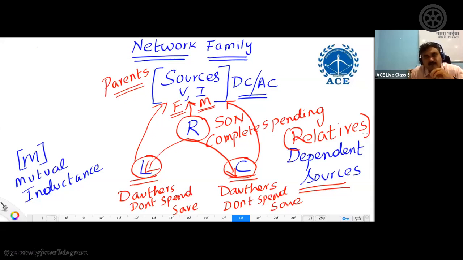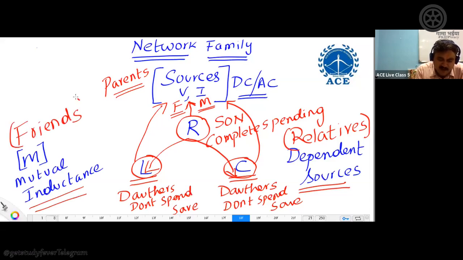So every time whenever circuits have these dependent sources, be very careful. They will create a lot of problems if you don't handle them carefully. So you have to watch them first, what they are doing. Based on that, you have to solve your network. So give very much importance to relatives. Dependent sources, be very careful. And this mutual inductance, these are foolish people. These are friends.